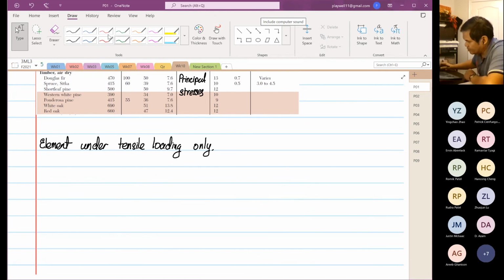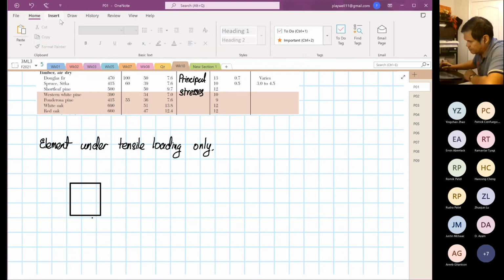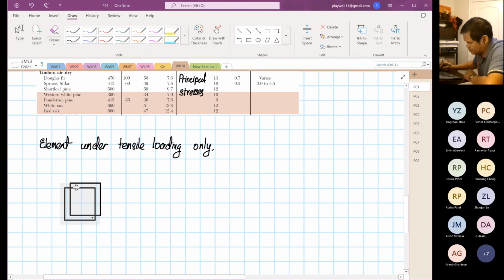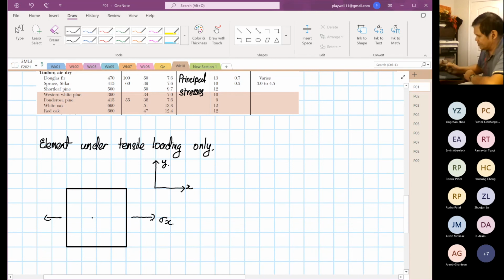So we have an element, and we know the element is under tensile loading. Okay, let me change the view. Okay, so we have an element, so I'm going to draw our transformation. Okay, I'm going to call this X and Y. So our structure is under uniaxial loading. So this is stress in the X direction.